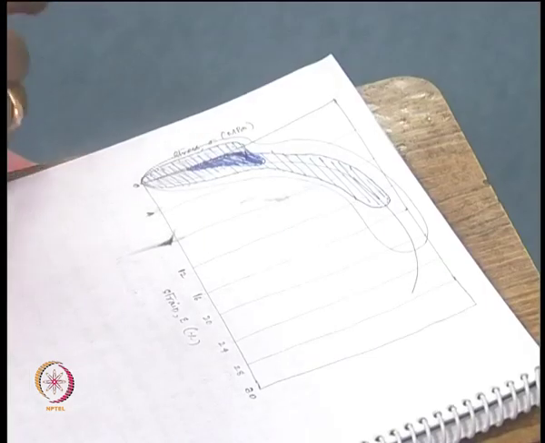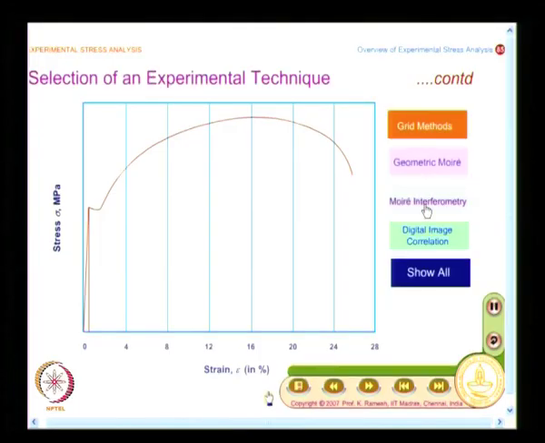They are grid methods, geometric moire, moire interferometry, digital image correlation, and you know grid methods were the ones used for the very high plastic region. Then you have geometric moire, and moire interferometry is a refinement of geometric moire, and digital image correlation. It has a large range, but it does not have accuracy at lower strain levels. So, when you look at grid methods, the range is somewhere here. It is only in the highly plastic region that the grid methods are applicable.